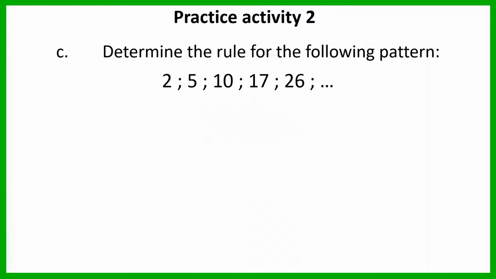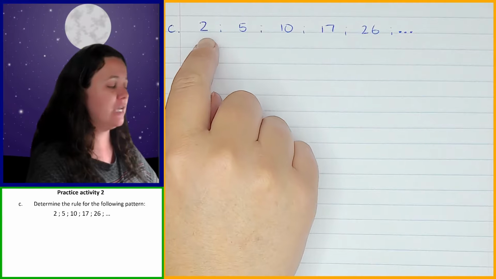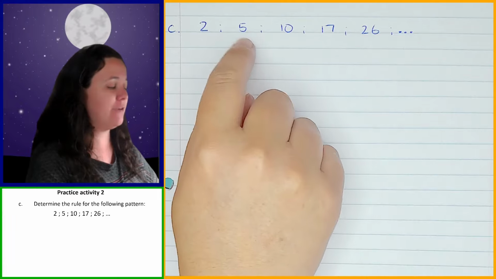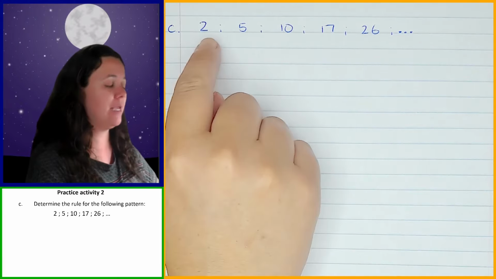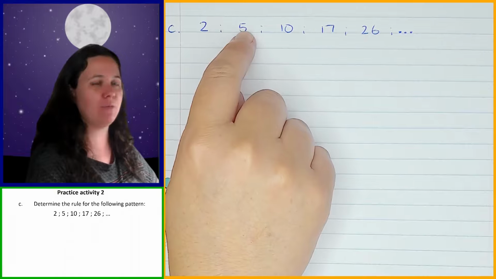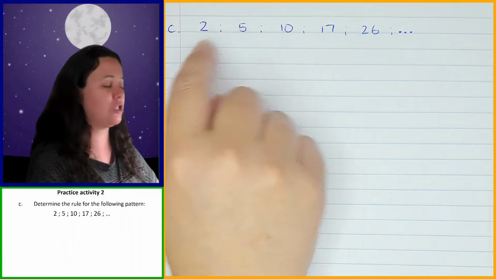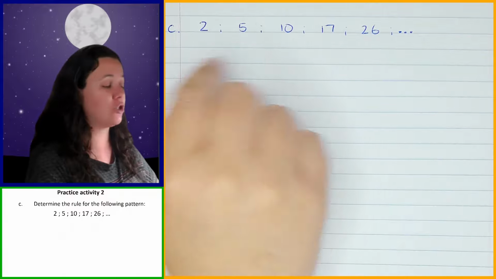Okay, so let's go through that and see what you should have got. First of all, if I check for a constant difference, 2 to 5, I'm adding 3, 5 to 10, I'm adding 5, so it's not the same. Now let's check for a constant ratio. To get from 2 to 5, I have to multiply by something strange, and then from 5 to 10, I'm multiplying by 2, so it's not going to be the same. So I don't have a constant ratio.